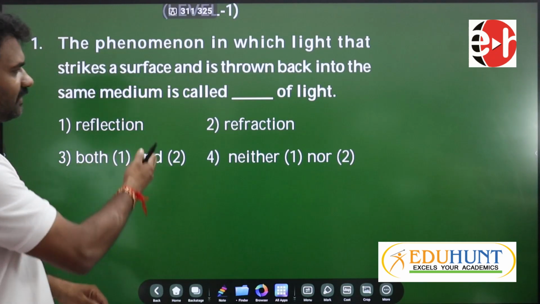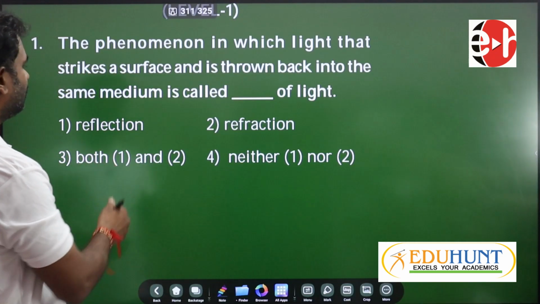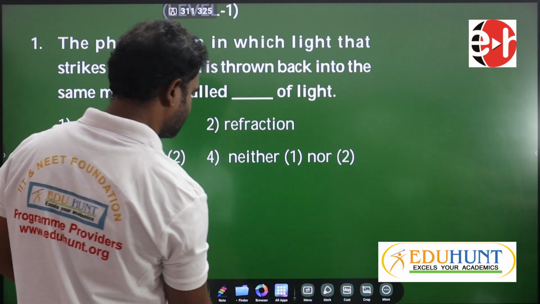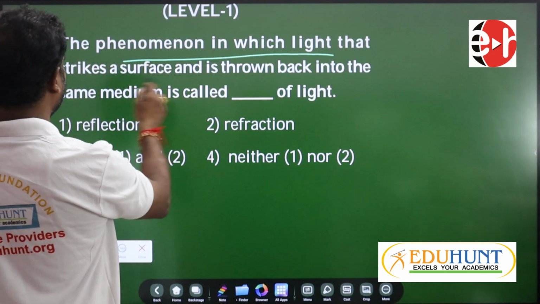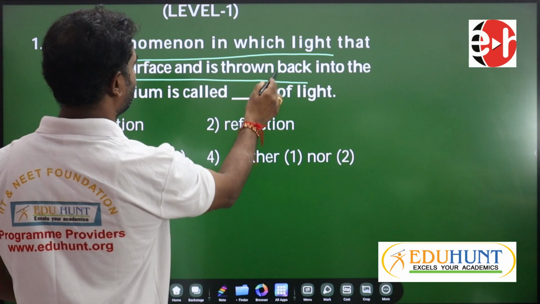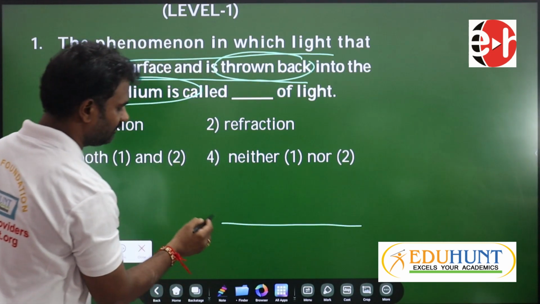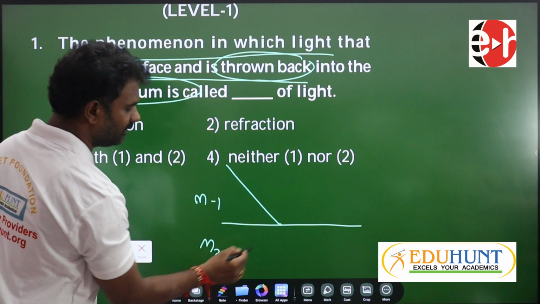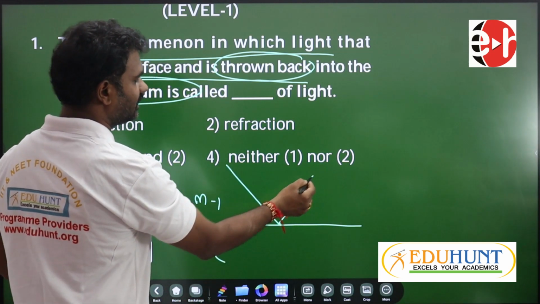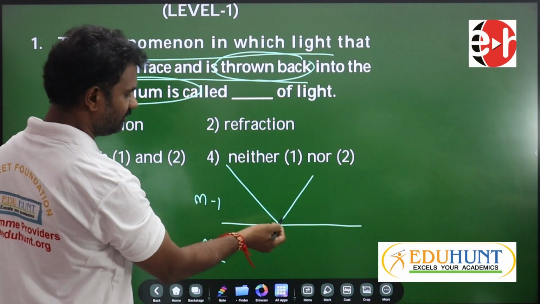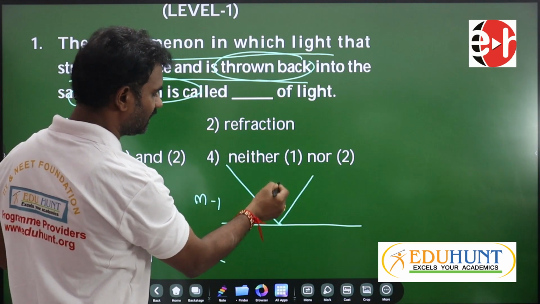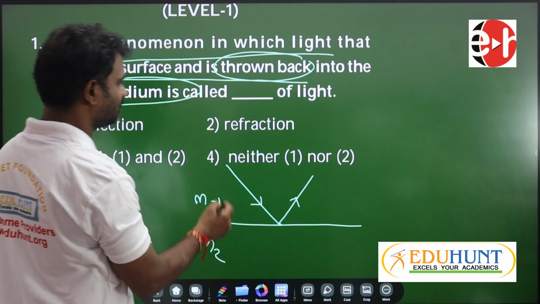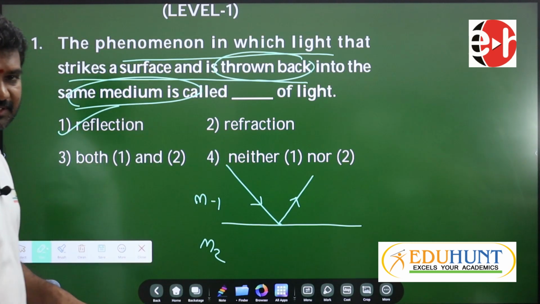The first question is a very fundamental and straightforward question. No need of any discussion. Light strikes a surface and is called as. He said that if this is medium 1 and this is medium 2, light falls into medium 1 and is thrown back into the same medium. So if the light comes like this, what do you call it? Yes, you are right. It is called reflection.